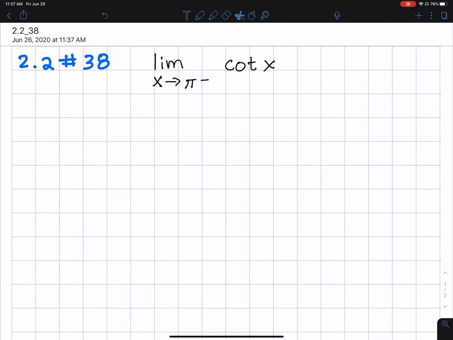Okay, we're going to go over this homework problem, which is from Stewart Calculus, 8th edition, early transcendentals, section 2.2, number 38. We're going to find this infinite limit, which is the limit of cotangent x as x approaches pi from the left. The directions before this are: find the infinite limit. Let me write that down. So we're trying to find the infinite limit.